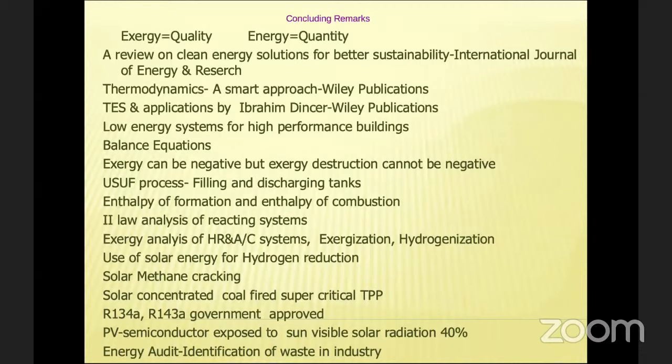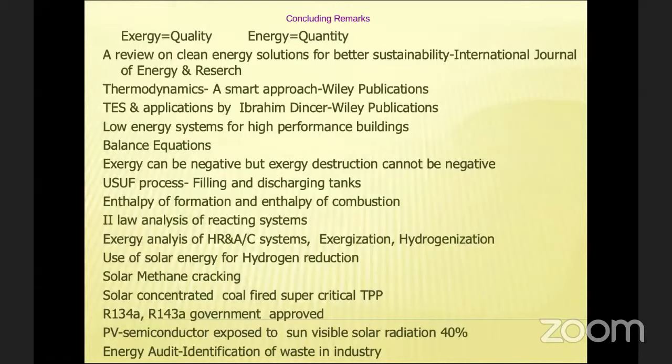Okay, you can search for some papers available in the International Journal of Energy Research, a review on clean energy solutions for better sustainability. Now the entire world is moving towards sustainability, right? So we want a clean environment. Next, Thermodynamics: A Smart Approach by Wiley Publications. Thermal Energy Storage and Its Applications by Professor Ibrahim Dincer from Wiley Publications. Low energy systems for high performance buildings.